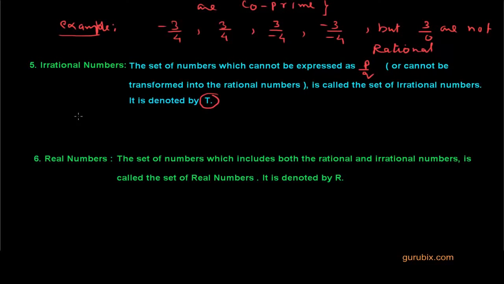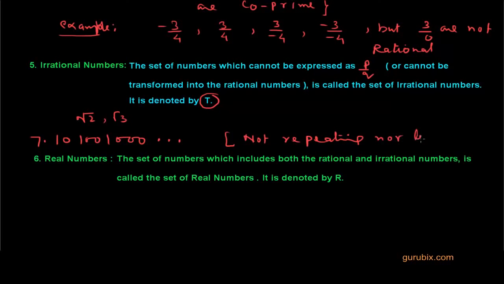For example, you know about sets like this: root 2, root 3, and decimal expansions which are not repeating and not terminating, like this. Suppose that we have 7.10100100, and numbers like this, not repeating nor terminating. This type of numbers are called irrational numbers.